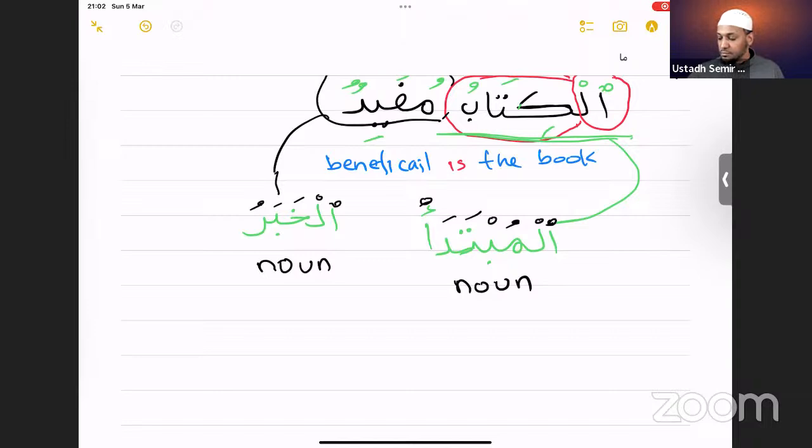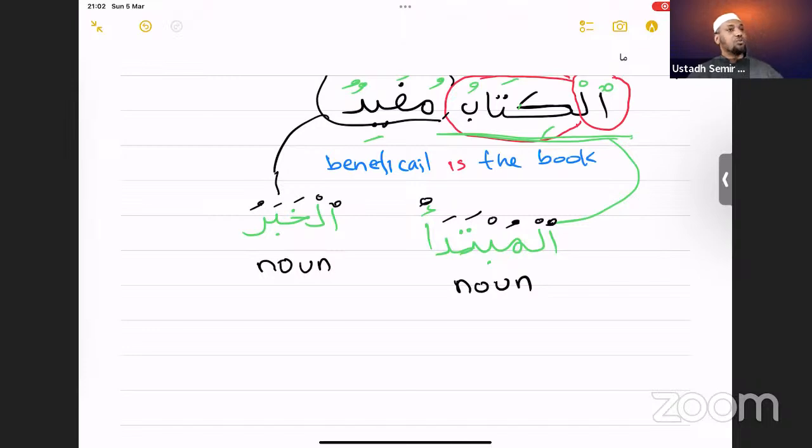The rule is, if it's a definite noun, it has to either begin with al, or it has to be a name of a person or a thing, a proper noun. If it's a name, it doesn't need al.